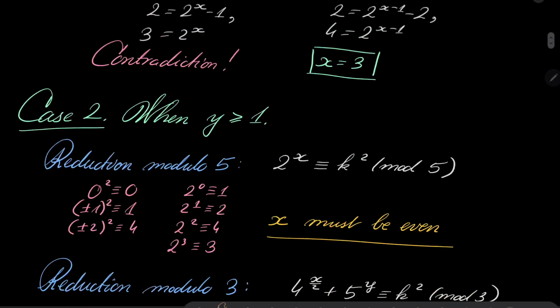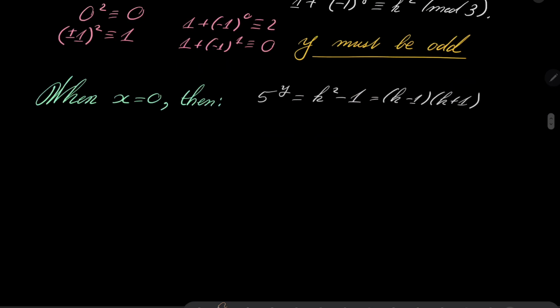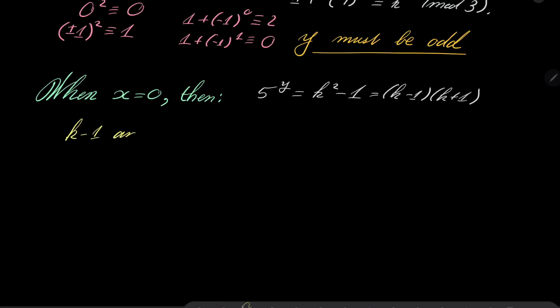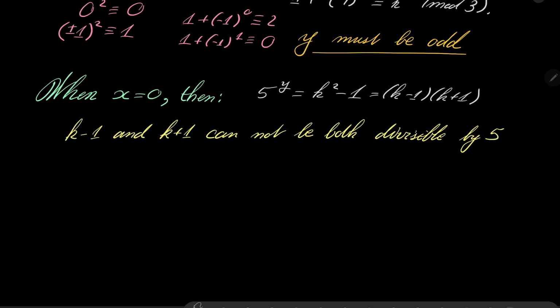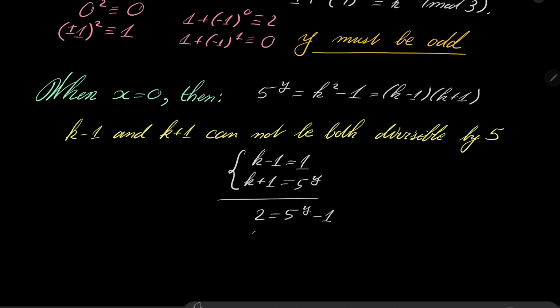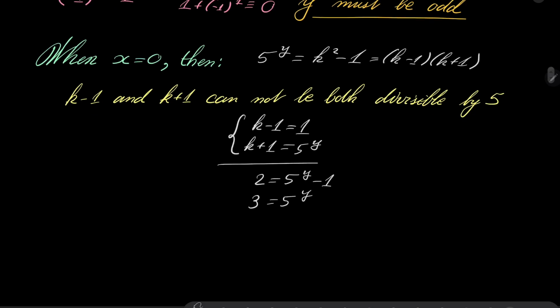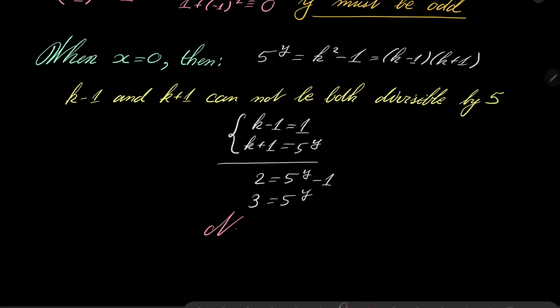Let's write it in a different color, in yellow. K minus 1 and k plus 1 cannot both be divisible by 5. So we have only one option, namely k minus 1 must be 1 and k plus 1 must be 5 to the power of y. But then after subtraction we have 2 equals 5 to the power of y minus 1, so 3 equals 5 to the power of y. Clearly a contradiction. No solutions.